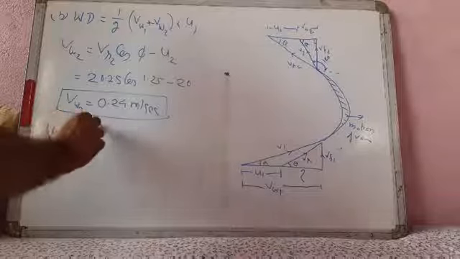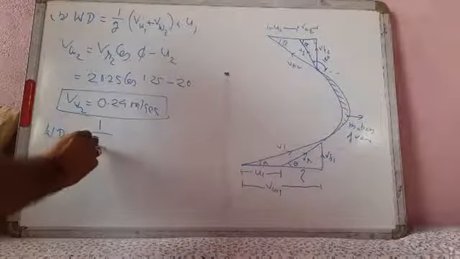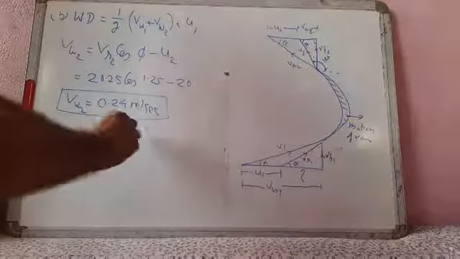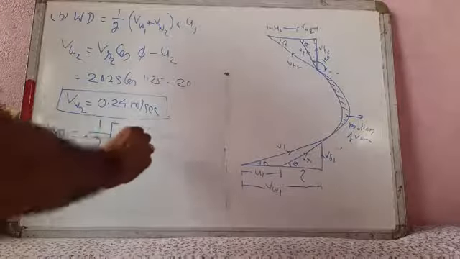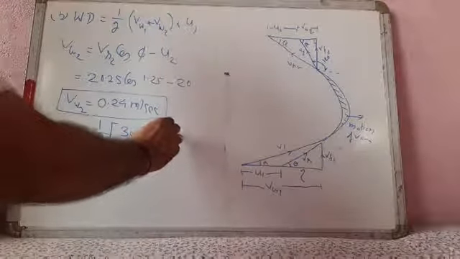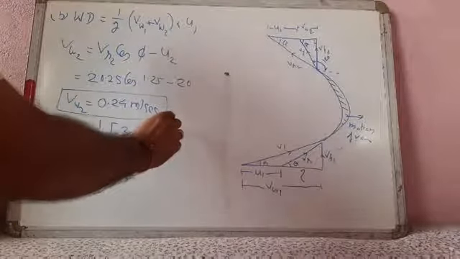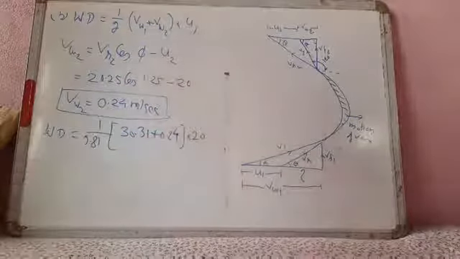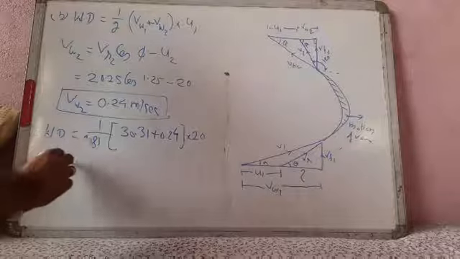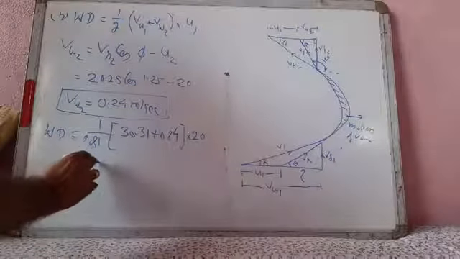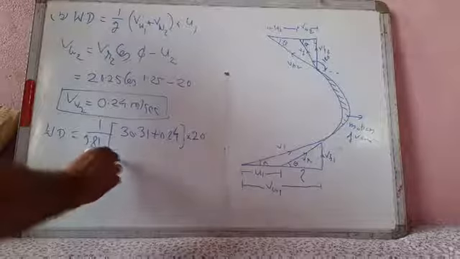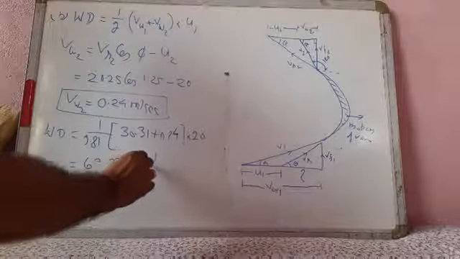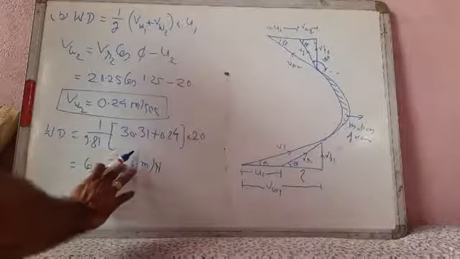Work done per unit weight is equal to 1 by 9.81 into 30.31, the value of VW1, plus 0.24, multiplied by 20. So this value of work done comes 62.28 Newton meter per Newton.